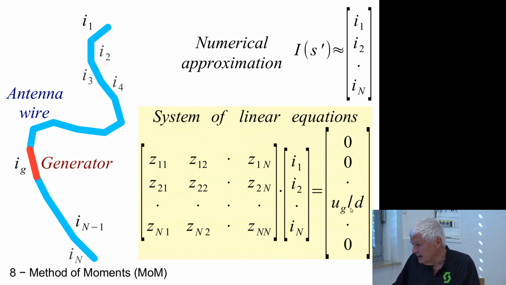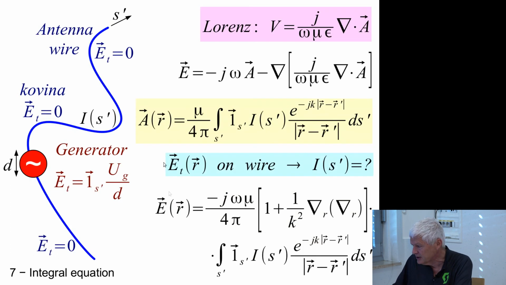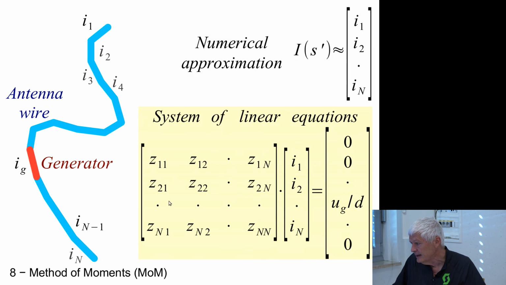All the other elements of this column vector here are equal to 0. We know the mutual impedances, so this matrix of mutual impedances we can calculate, solving this equation for every single wire segment to itself and to other wire segments. You can calculate this. And now we have a system of linear equations.